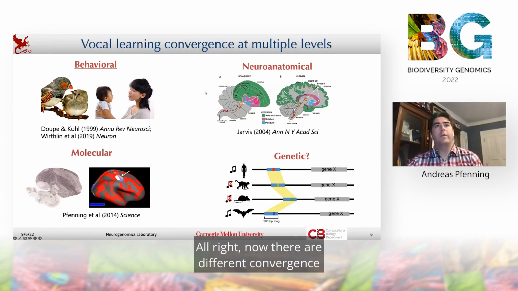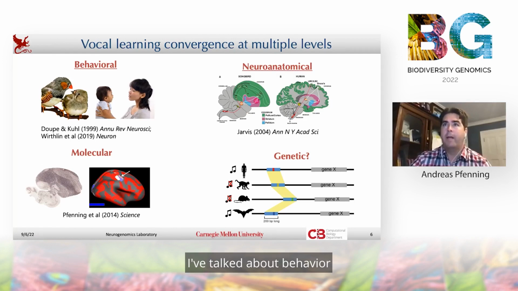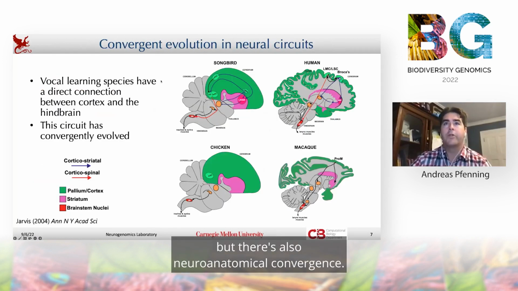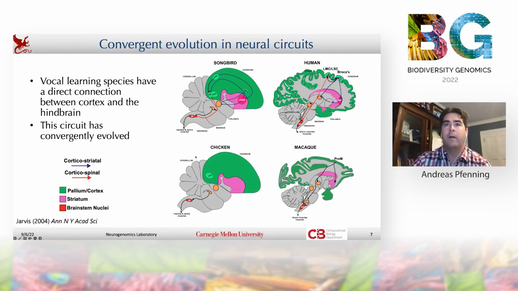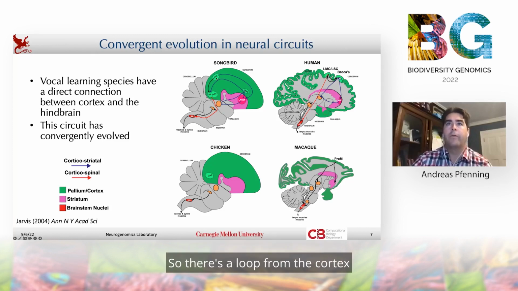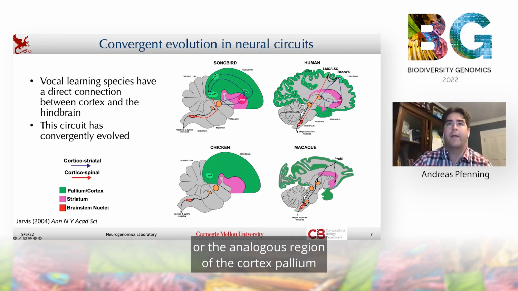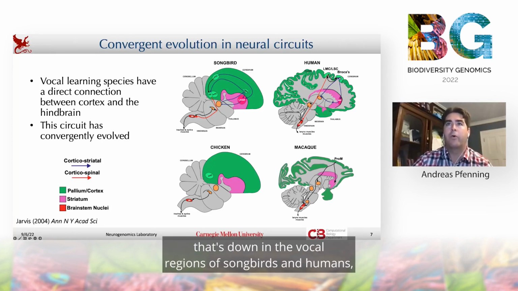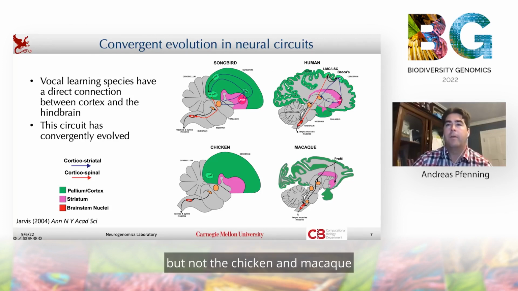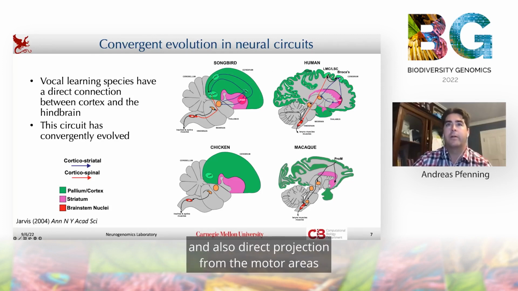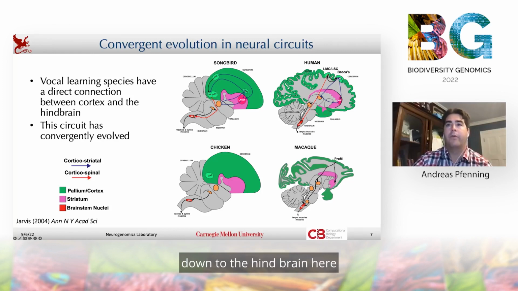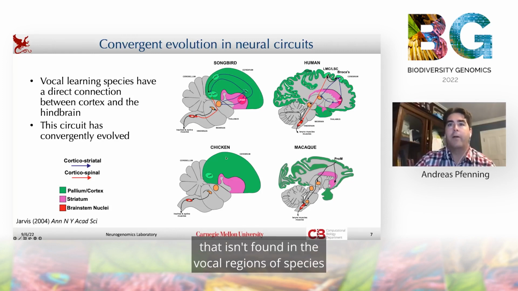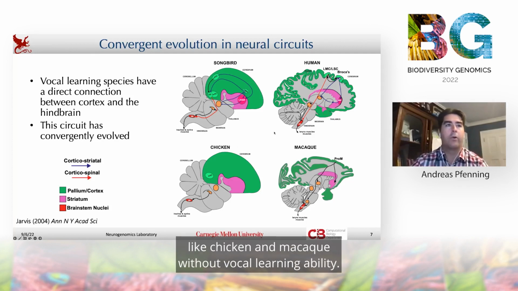Now there is convergence at multiple levels. I talked about behavior, but there's also neuroanatomical convergence. I want to highlight two neural circuits that vocal learners like songbirds and humans have that closely related vocal non-learners don't. There's a loop from the cortex, or the analogous region of the cortex, the pallium, to the striatum and back up to the cortex that's found in the vocal regions of songbirds and humans, but not the chicken and macaque. And also a direct projection from the motor areas down to the hindbrain that isn't found in the vocal regions of species like chicken and macaque without vocal learning ability.